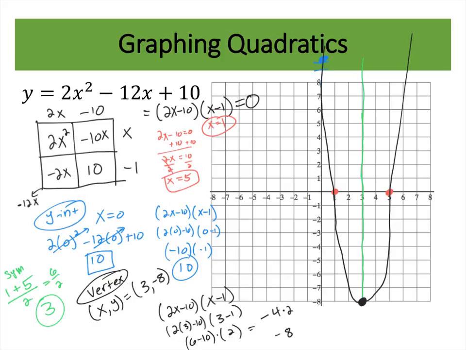I've tried to color coordinate it so that the y-intercept is blue, the x-intercepts are red, the line of symmetry is green, and the vertex is black. If that helps you out, then hopefully you can pause the video and explore how I did all of those pieces. And as always, you can email me if you need to.